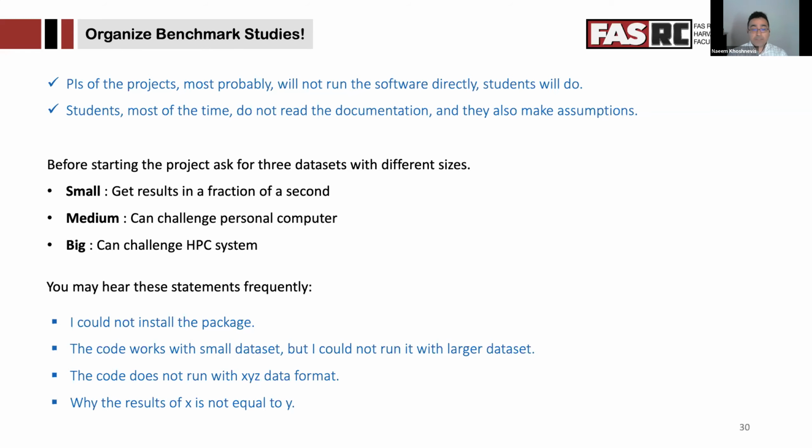They may say the code works with a small data set, but I could not run it with a larger data set. And again, if you have good benchmark studies, you can show that, okay, we have run it and it works well. And code not working with a different data format: if you have enough placeholders and catch bugs and errors, it should not happen. They can come up with an error message that's very informative. And also why the result of X is not equal to Y. This also depends on how much interaction you have with the researchers on doing the research and running the data.